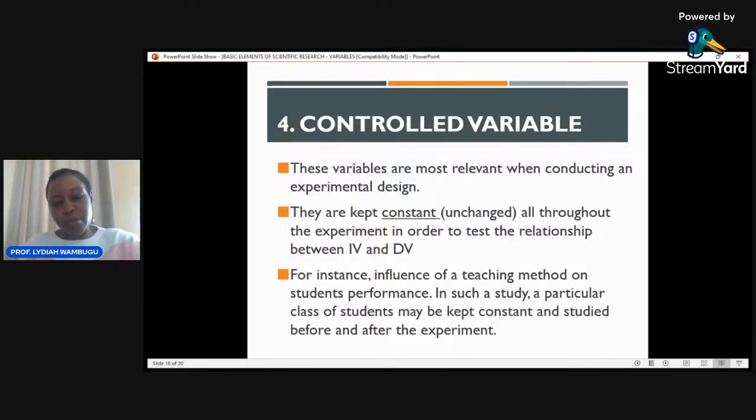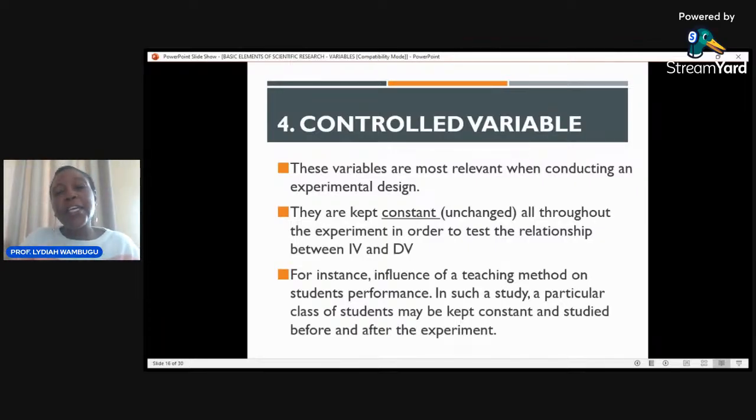Control comes from the extraneous. Like we have mentioned, they are very relevant in an experimental design. They are the ones that are kept unchanged throughout an experiment. And please, when I say an experiment, I don't mean the chemistry practicals that we did in basic education, the preparation of oxygen using manganese IV oxide and something else I have forgotten. We are talking about experimental design in research.